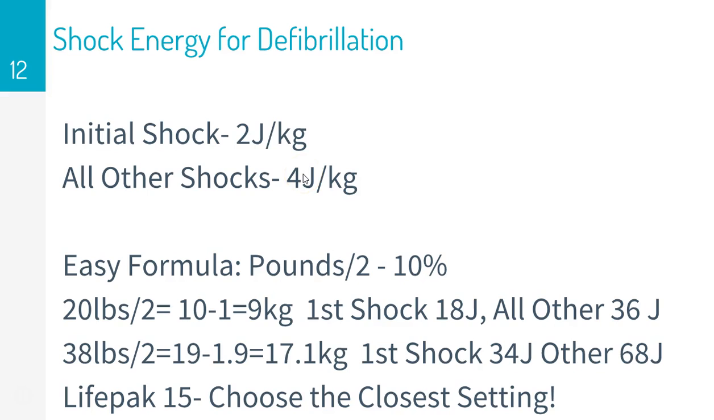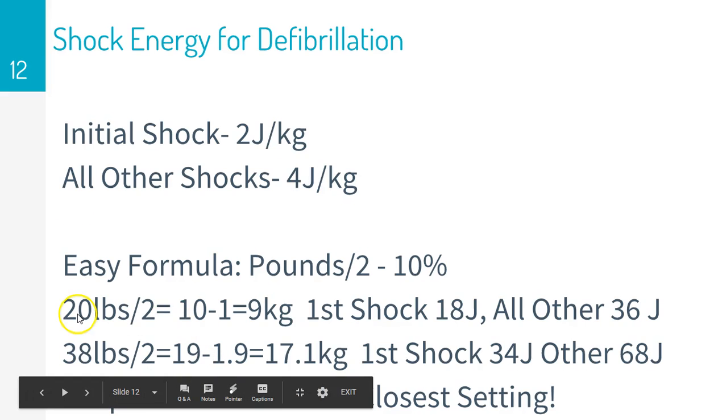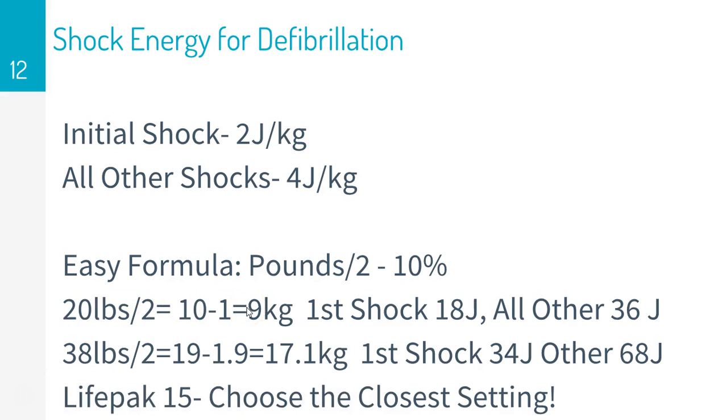Our easy formula for that, because we're looking at kilograms, the metric system, in one of the few countries that uses the imperial system, is to take your weight in pounds, divide by 2, and subtract 10%. So for a 20-pound patient, divide by 2 is 10, minus 1 is 9 kilograms. 1 is 10% of 10. So your first shock will be 18 joules. All other shocks at 36 joules.